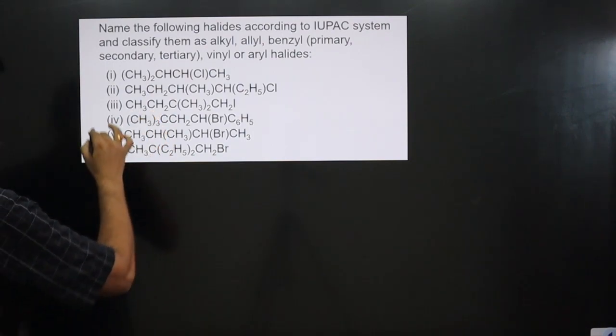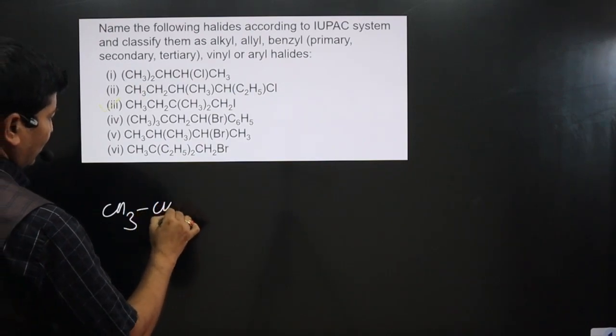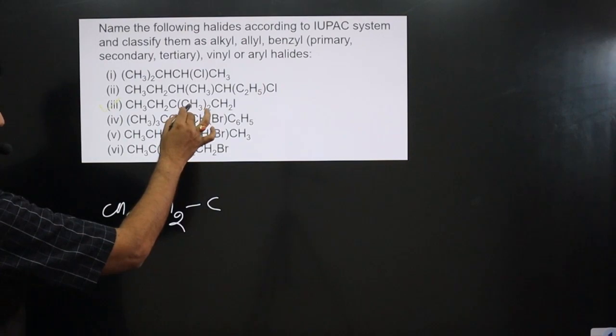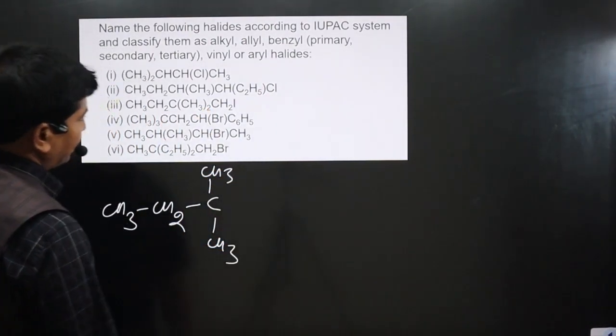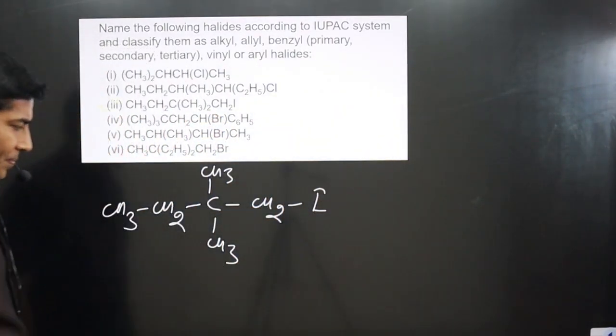We have the third one. We have CH3, then CH2. You can see we have a carbon, but to this carbon two alkyl groups are attached. Let me mention this: CH3, and then we have CH3 there. Then we have CH2, and I is there.